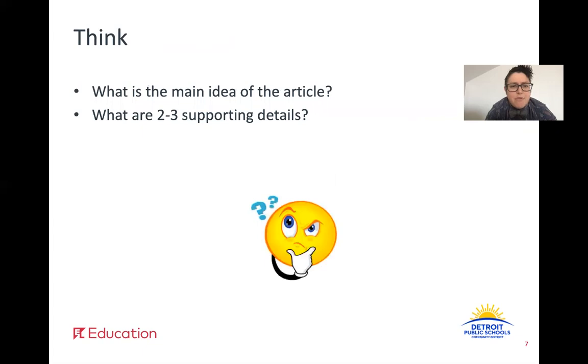All right, remember that the main idea is the key point the author wants you to take away from reading the text, and it's found by careful analysis of the text for supporting details. Analysis is looking and thinking closely about the text. Now that you've read the text, I'd like you to think to yourself about these questions. What's the main idea of the article? And what are 2 to 3 supporting details? Think about what in the article helped you determine the main idea. These might be your supporting details. Pause the video here and think about these questions. Make sure to go back into the text.